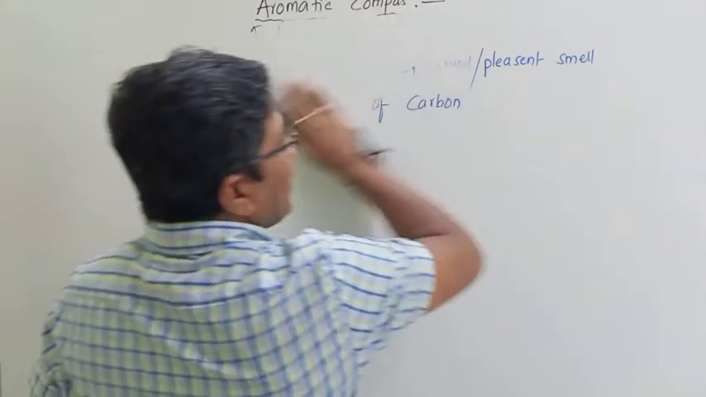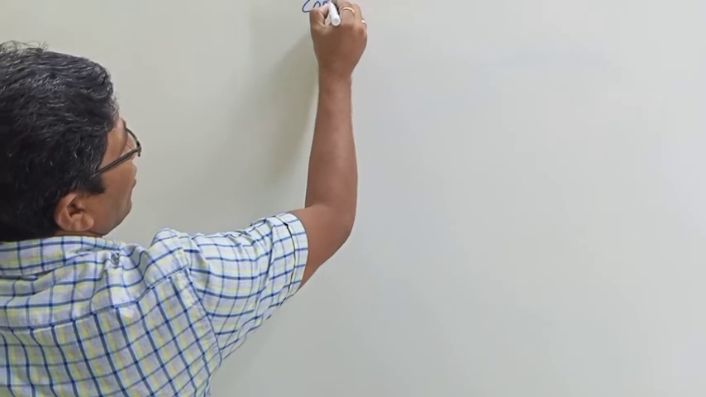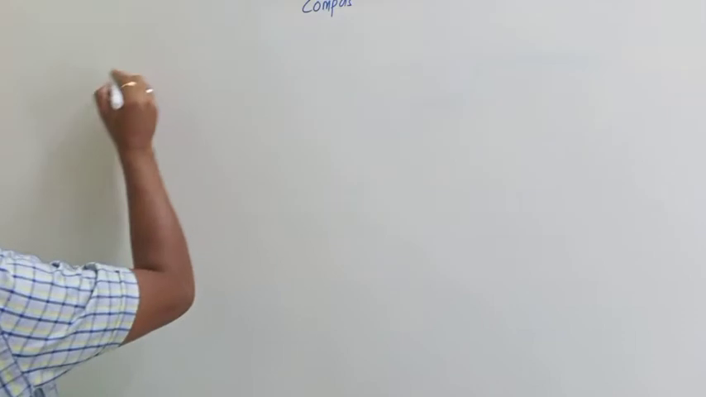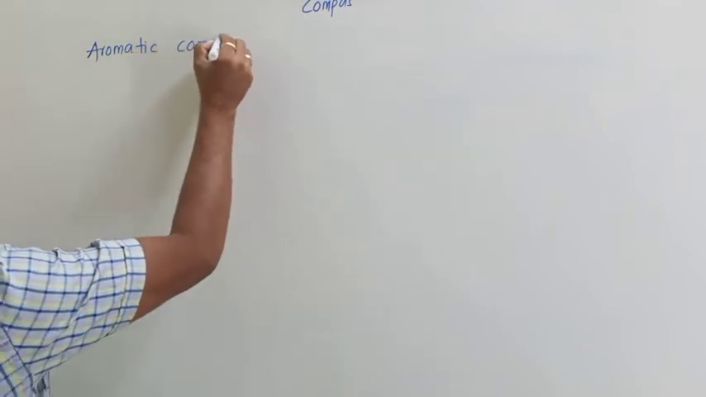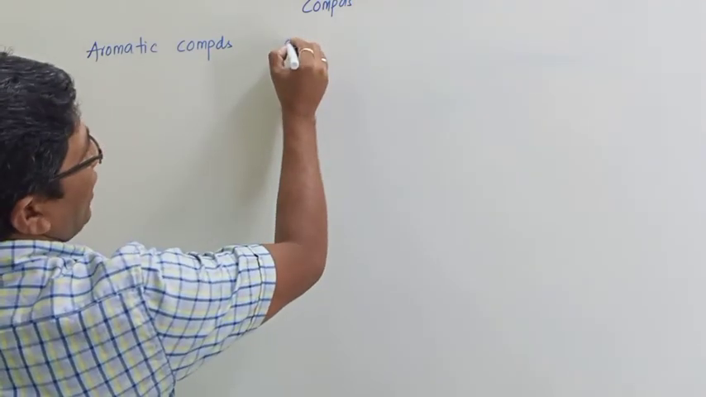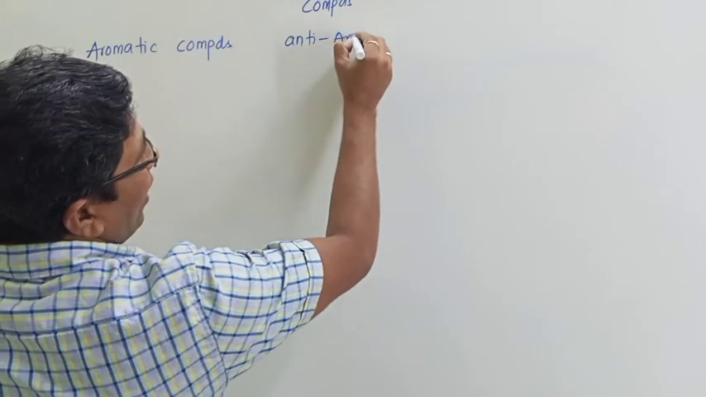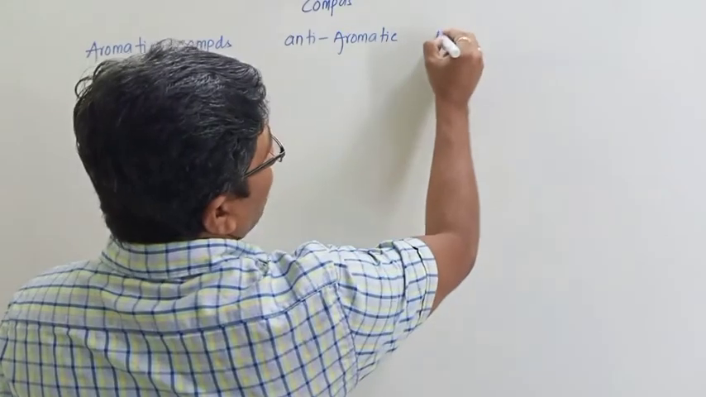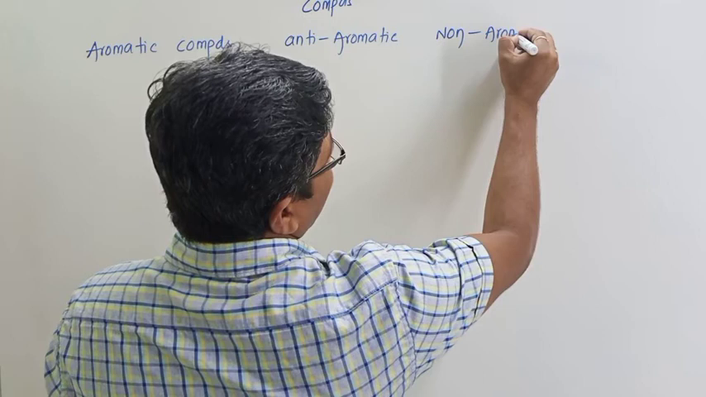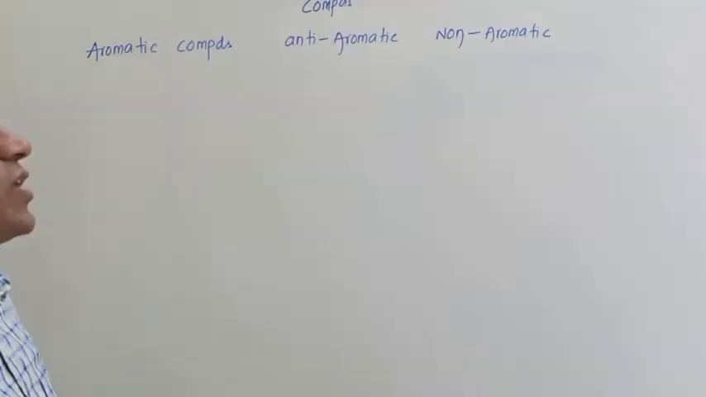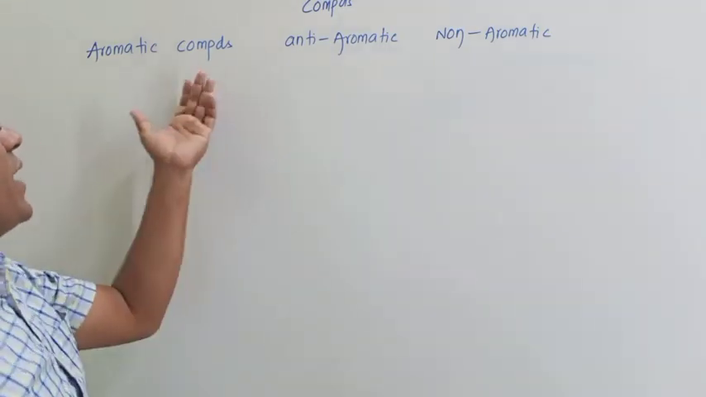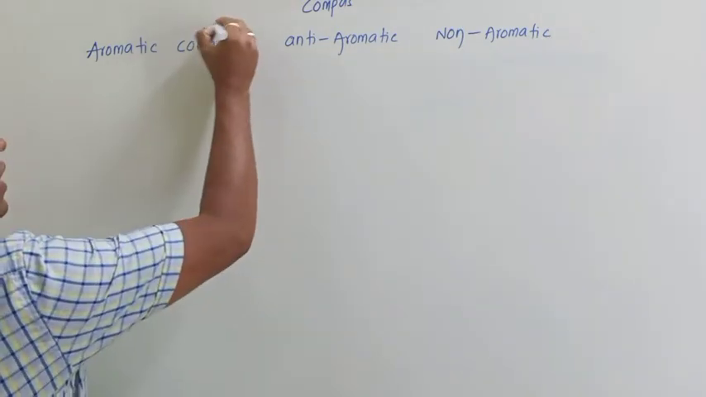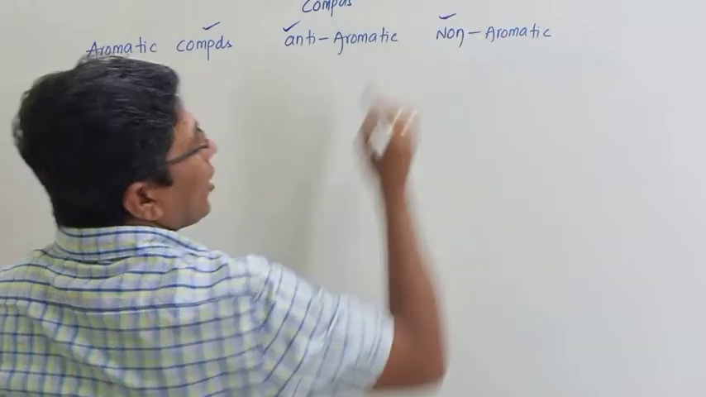Now see, compounds are classified into mainly three types. First one is aromatic, second one is anti-aromatic compounds, and last one is non-aromatic compounds. In organic chemistry, compounds are generally classified in different ways, like saturated, unsaturated, open chain, closed loop compounds. Next, another classification: aromatic, anti-aromatic and non-aromatic compounds.